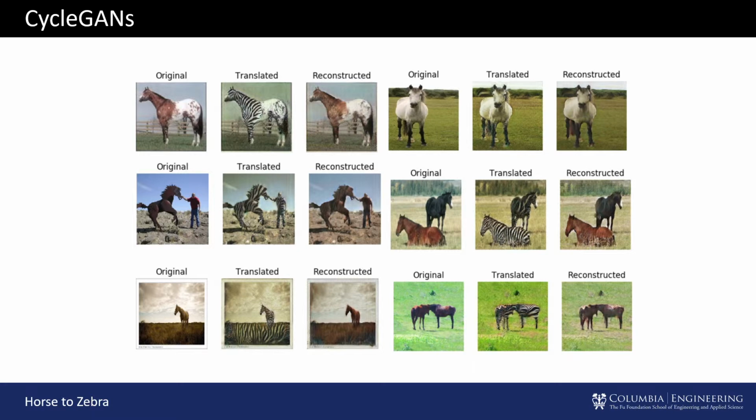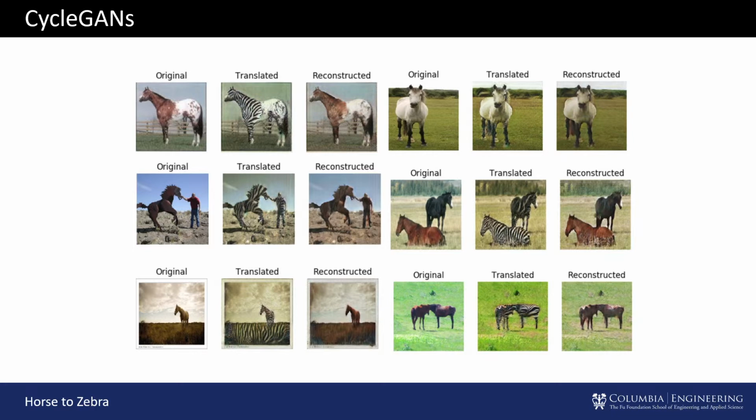Here are some examples of more unsuccessful translations for CycleGANs. As you can see, the horses that are black and white have not been successfully translated into zebras. And again, this may likely be due to the data that we have, as there might not be enough diverse data for our generator to determine that different colored horses are actually horses.